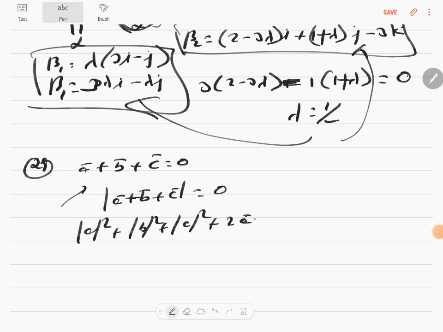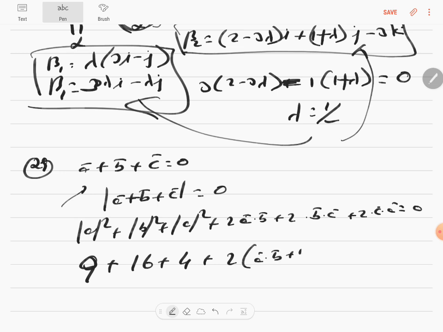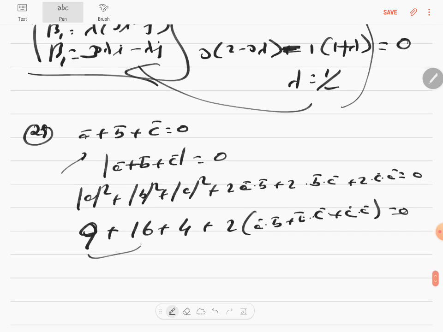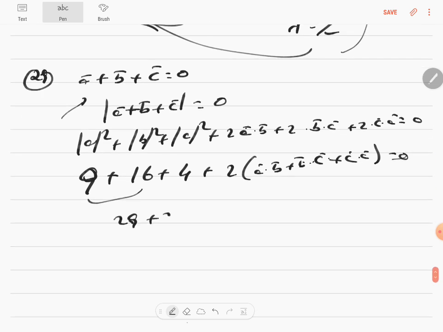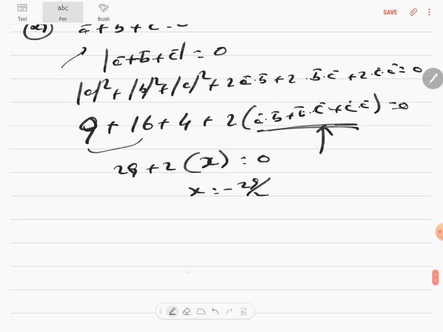So 2 times a dot b plus 2 times b dot c plus 2 times c dot a itself is 0. Magnitude of a is given in the question as 3, so it becomes 9. Magnitude of b is 4, so 16. C is 2, so 4. Plus 2 times a dot b plus b dot c plus c dot a is equal to 0. So this itself is 29 plus 2 into, let's keep this as some x, is equal to 0. The x is equal to minus 29 by 2. Therefore you got a dot b plus b dot c plus c dot a.